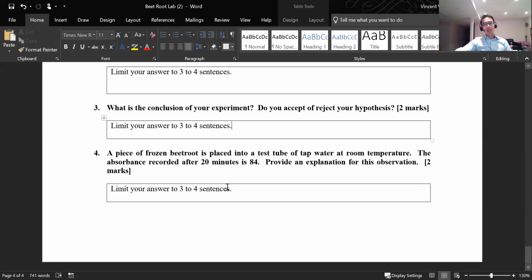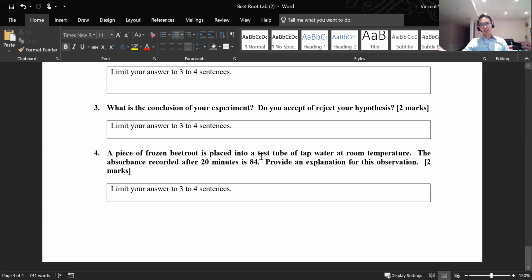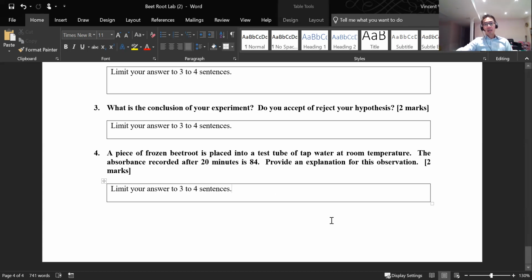Finally, the last part here is what we talked about in class. When you freeze the beetroot, the ice crystals and the expansion of the water will rupture the membrane. So even when you bring it back to room temperature, the whole membrane is destroyed. Of course, all the color is going to leak out. So even if you put it in water that is at room temperature, the absorbance is very high, as what you would expect when you put it in 70 degree water. That's the reason.